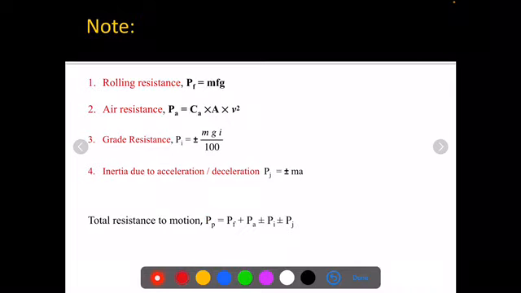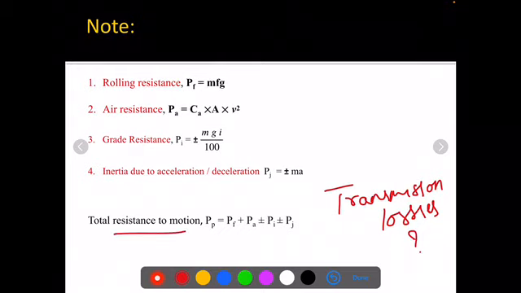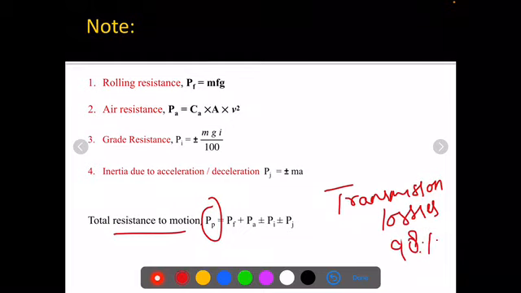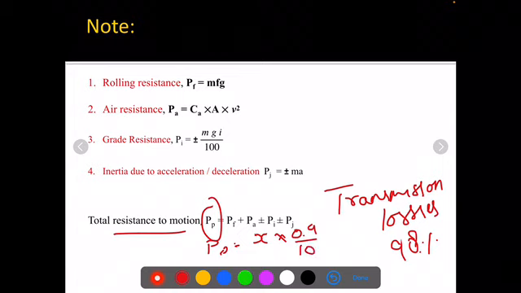Along with these resistances, we have one more, that is the transmission losses. These transmission losses also need to be considered when the total resistance is calculated. Usually, if the transmission efficiency is 90%, then only 90% of the total power output generated will be available. So the transmission losses need to be considered.